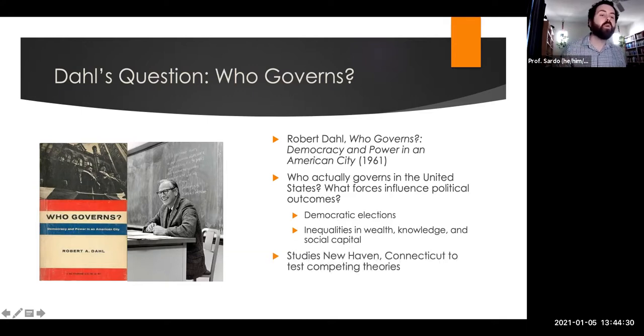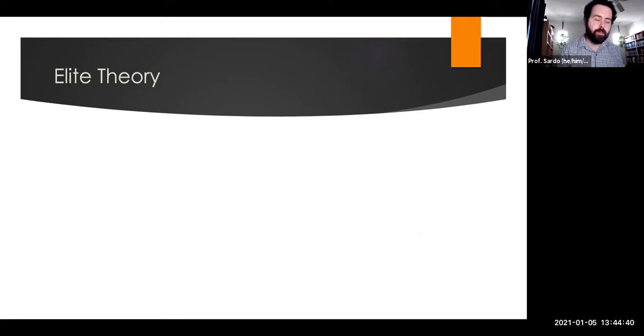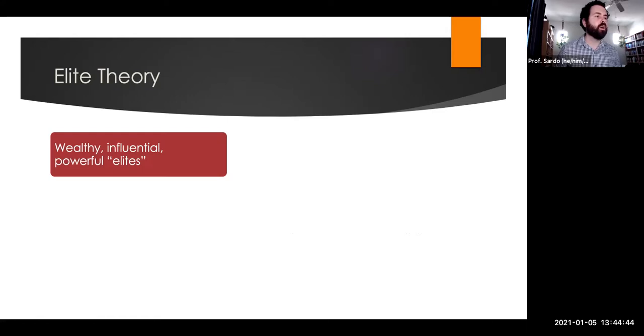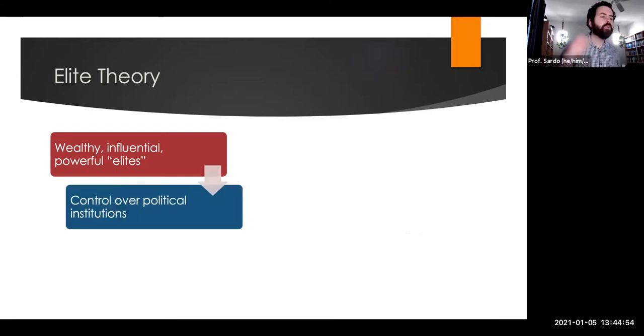So he studies New Haven, Connecticut to test competing theories, and he's interested in testing two main theories, pluralism and elitism. Now, the dominant theory up till Dahl's time was known as elite theory, and the idea here is that a group of wealthy, influential, and powerful elites, who are well educated, have lots of money, and are well connected, are able to exert control over decision-making institutions. They own the biggest businesses, they are the members of Congress, they are in charge, they are the lawyers.